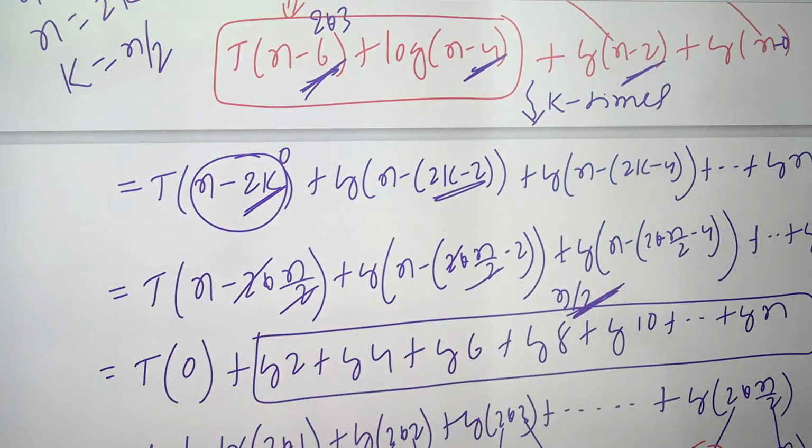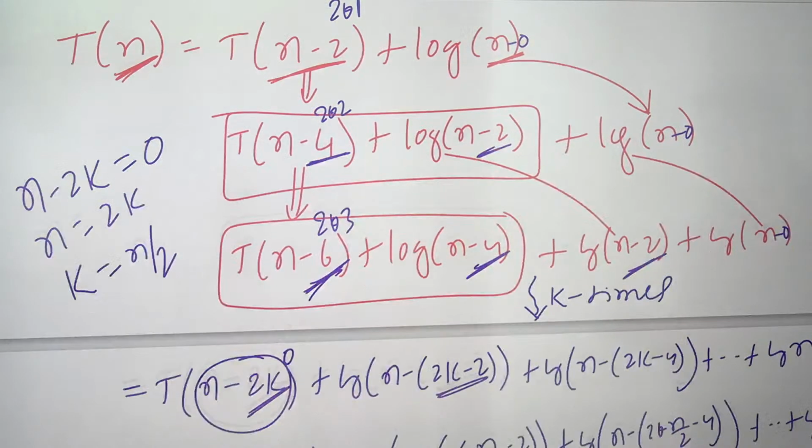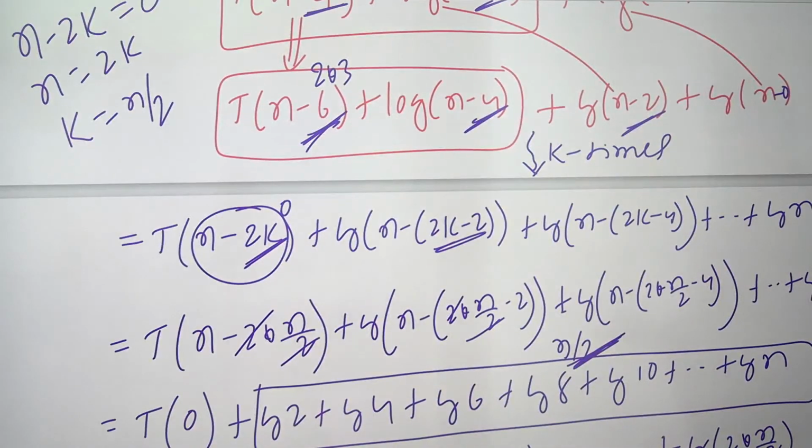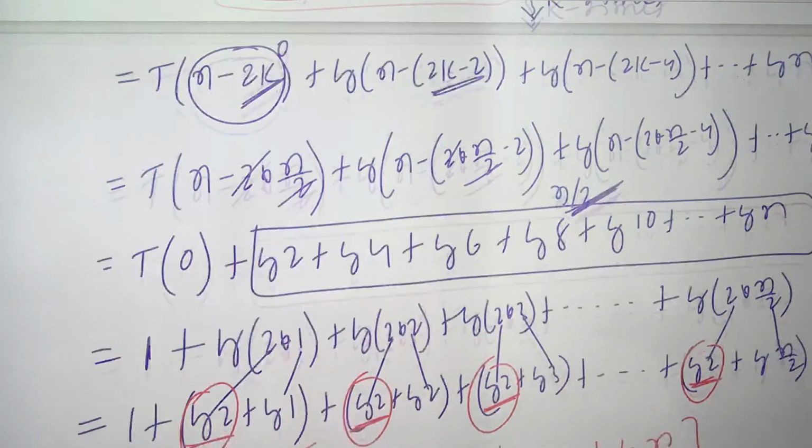See, this is the recurrence relation. It is a given recurrence relation. This recurrence relation I am solving using the substitution method. 3 rounds over, this is the story. K rounds, this is the story. Afterwards, n minus 2k is equal to 0, so k is equal to n by 2. Then if you simplify, you will get this.